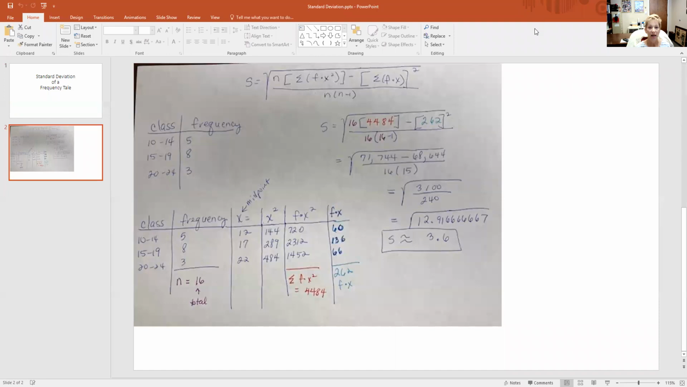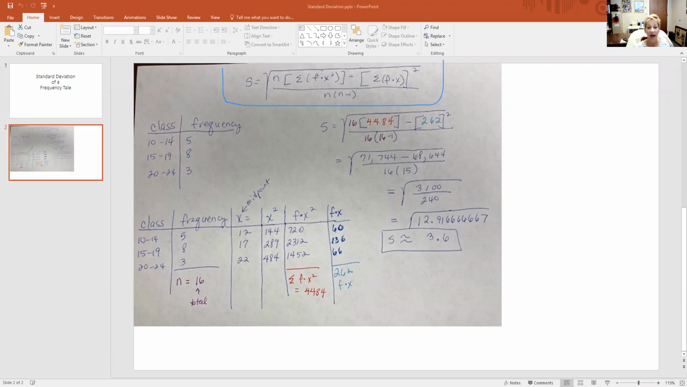Okay, here's the formula right here, and it's in your books for the standard deviation of a frequency table. Now remember, a formula is only good if you understand what the variables are and what they represent. So S, of course, is standard deviation. N is your number of pieces of data. N is always your total in every formula. It's not your number of classes, it's your number of pieces of data.